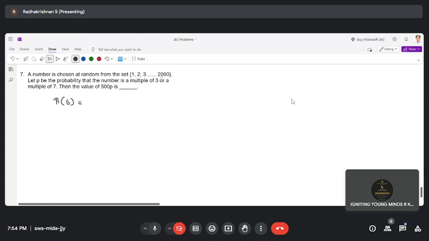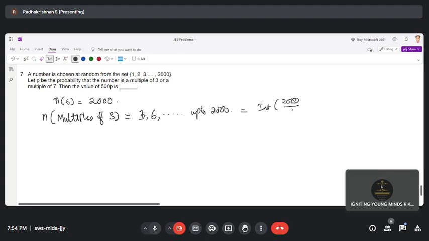214, sir. Okay. See here, the sample set, the entire set of numbers, includes 2000 numbers, right? 1 to 2000. So the number in the entire set is 2000, n of S. Number of multiples of 3 is 3, 6, etc. up to 2000, and this is simply the integral part of this. So you don't have to use even AP and all that for this.